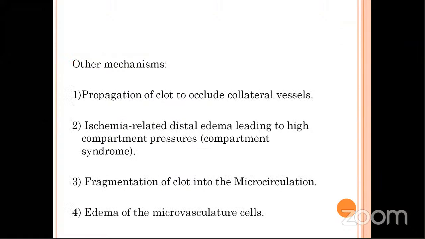In thrombosis, through mechanisms other than plaque rupture, the ischemic injury can also progress. The clot can propagate and occlude collateral vessels, and ischemia-related distal edema can lead to high compartment pressure, as in compartment syndrome. The clot can also fragment and enter the microcirculation, causing edema of the microvasculature cells.